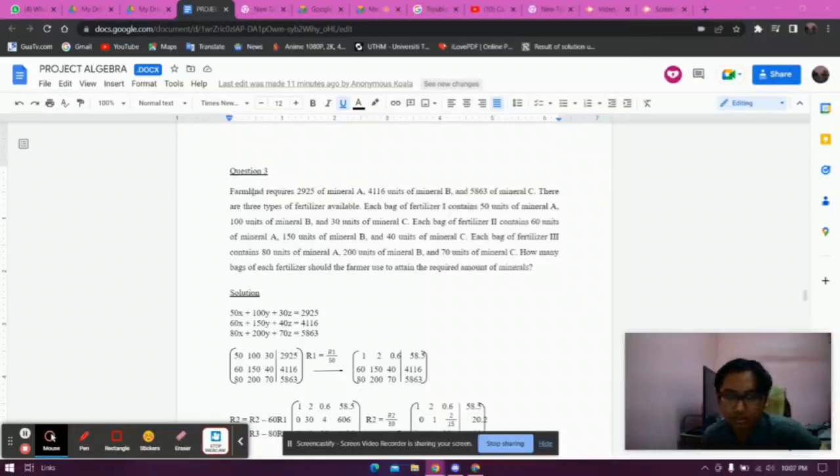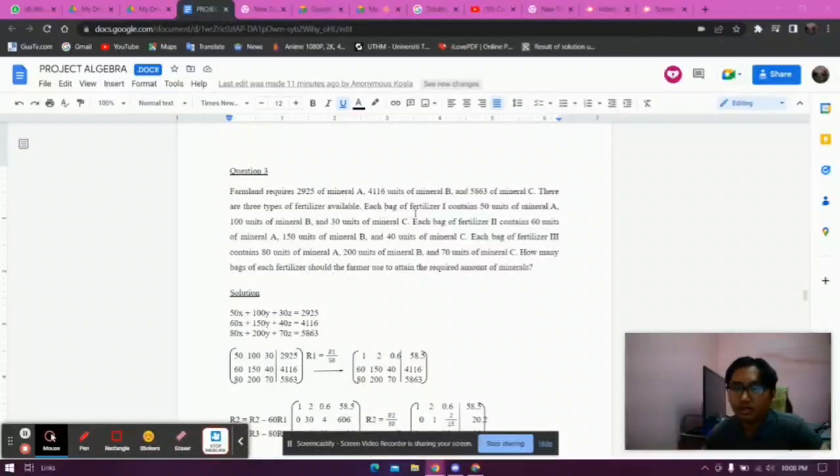Now I will explain about question 3 that I made. The question is, farmland requires 2925 of mineral A, 4116 units of mineral B, and 5863 of mineral C. There are 3 types of fertilizer available.